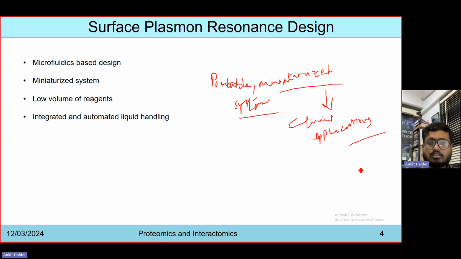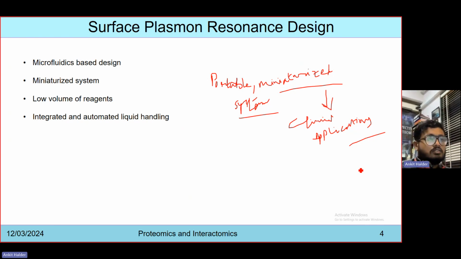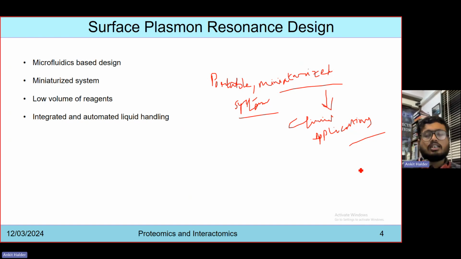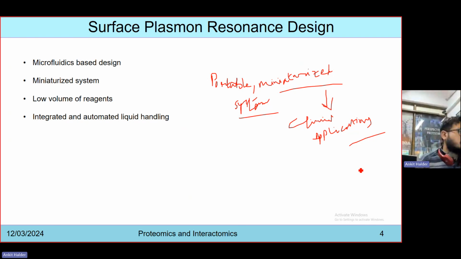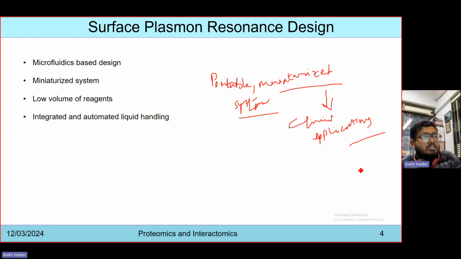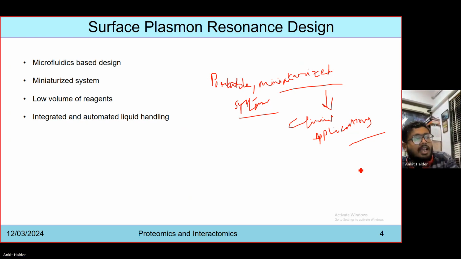But SPR has this kind of design with a miniaturized system, and it can be taken forward for clinical setups as well. We will look at the example at the end, where people have reported using this kind of portable system for different clinical applications, which can be very suitable. Third is the low volume of reagents and integrated, automated liquid handling.